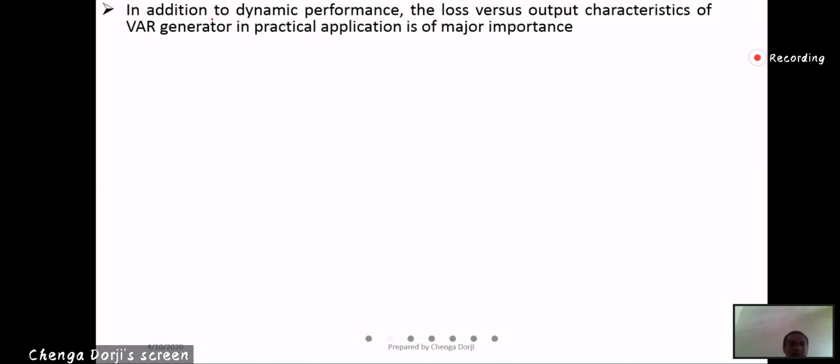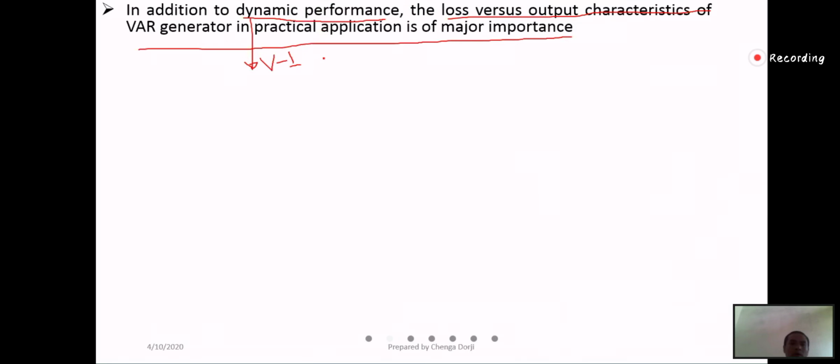Then the first function of this VI characteristic is to show dynamic performance, and in addition to this dynamic performance, the loss versus output characteristics of the var generator in practical application is also of major importance. So this dynamic performance we get from the VI curve. Then for the var generator, the loss versus output characteristics is important mainly because of practical application, for this FCR, TCR.